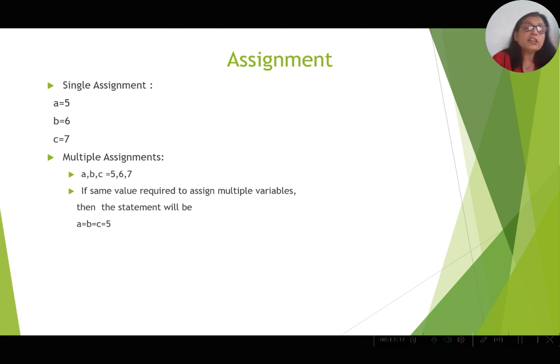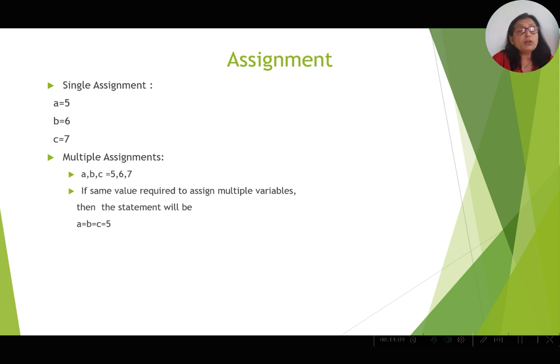Suppose here A, B, C are the three variables, and the values are 5, 6, 7. You have written three simple statements. If you want to write in one statement by defining these values, then you can write A, B, C equal to 5, 6, 7. That means A value is 5, B value is 6, C value is 7. This way we can write multiple values and variables in one statement.